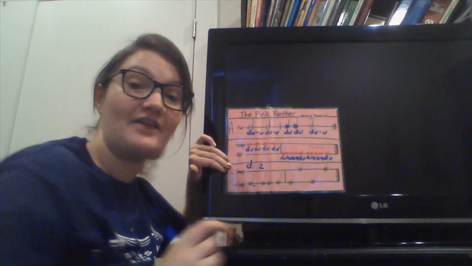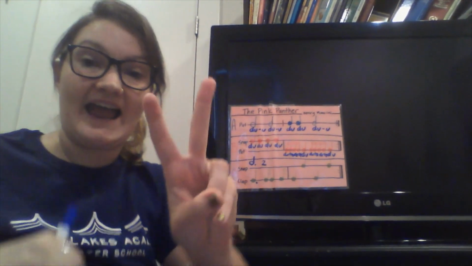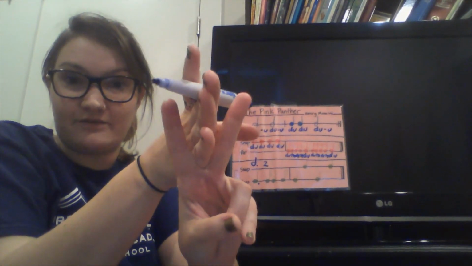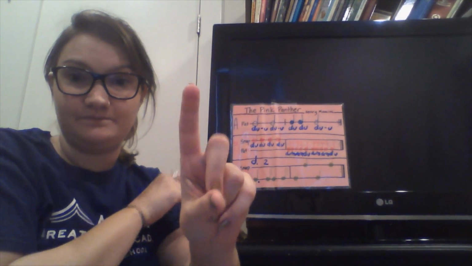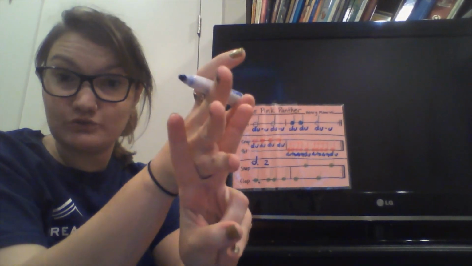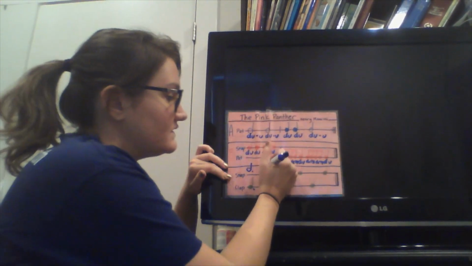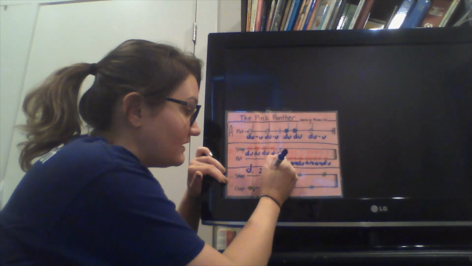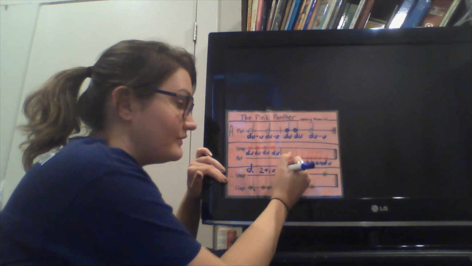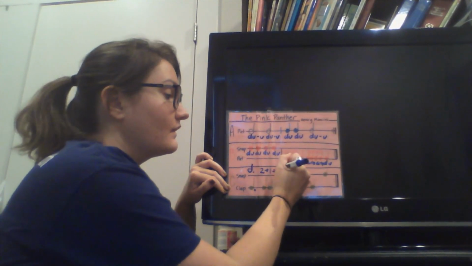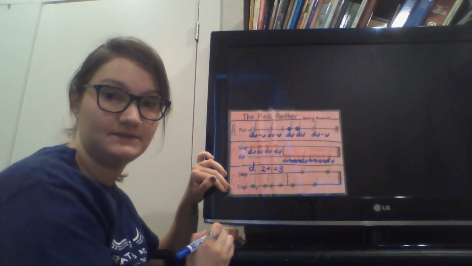So we have that dot there, we need to add half of the half note beat value to it. So half of 2 beats is 1 beat. So we add 1 beat. So a dotted half note gets 2 plus 1, 3 beats.